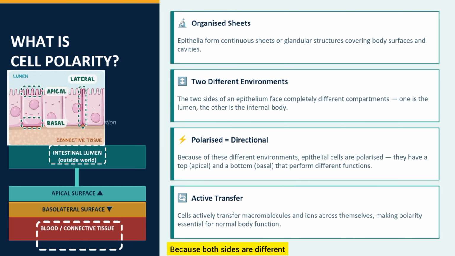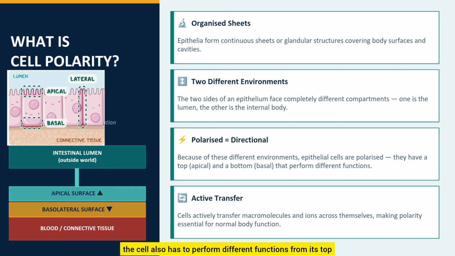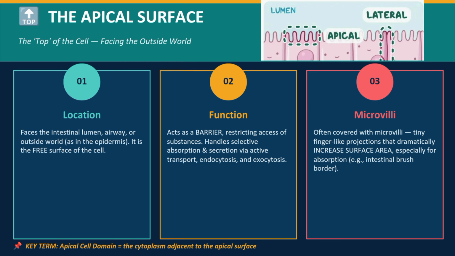Because both sides are different, the cell also has to perform different functions from its top and its bottom. This is exactly what we call cell polarity, meaning the cell has a directionality. The top behaves differently from the bottom, and this polarity helps cells transfer macromolecules and ions from one surface to the other, actively. Now let's talk about the apical surface.